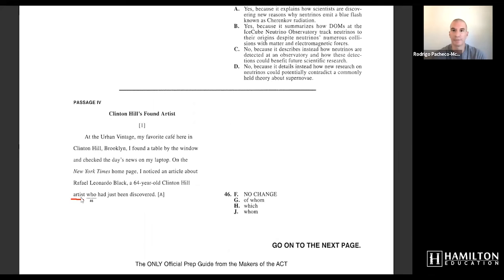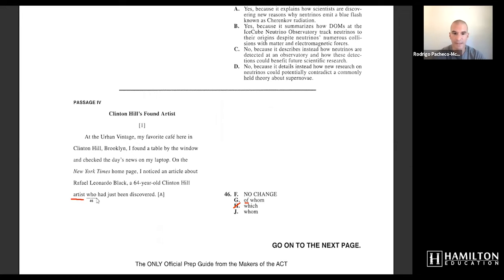We know that artist refers to a person. So that means that we need a personal pronoun. Looking at our answer choices here. So F, no change, we have who. G, of whom. We would only use this if we needed a preposition in this sentence. Then we have which, which is not used for people. This is not a personal pronoun. It can only be used for things, animals, ideas. We know we have a person, so we can eliminate H.